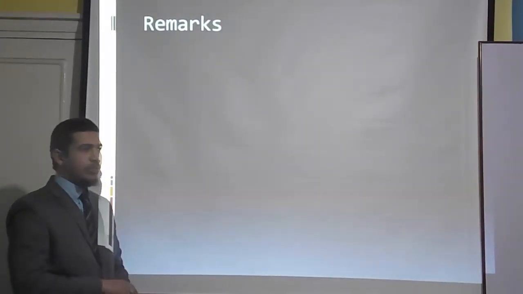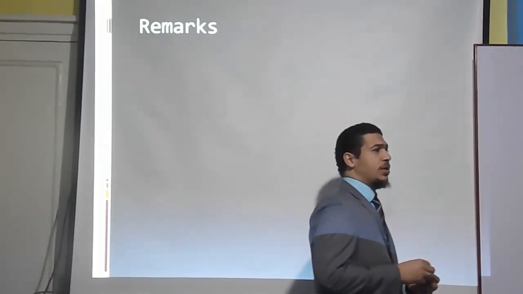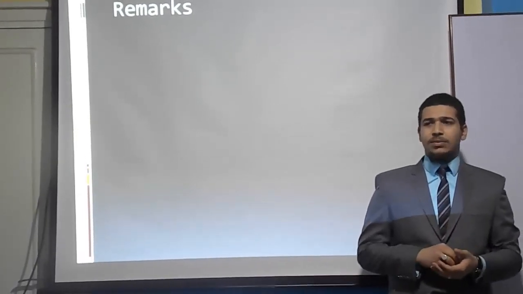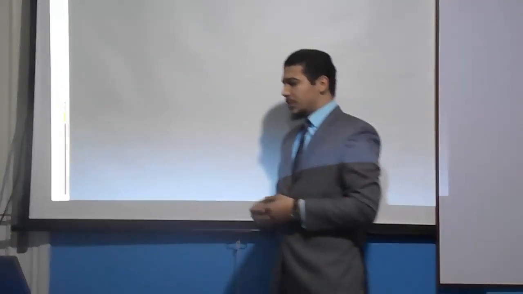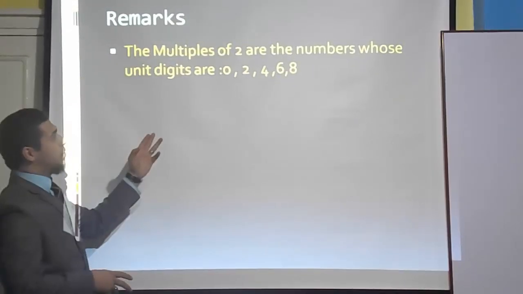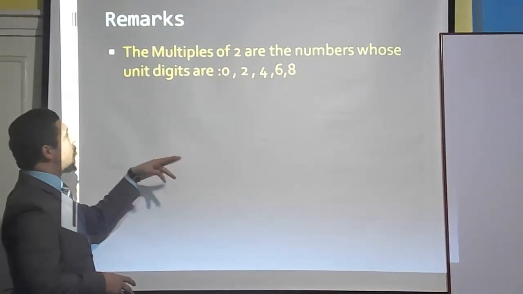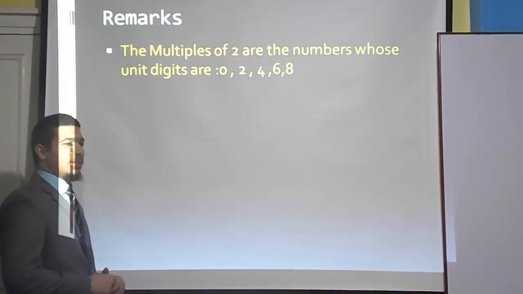And we now get to the section: remarks. There are some notes on multiples. You must realize it and memorize it, because it is important. What is the first remark? First remark: the multiples of 2 are the numbers whose unit digits are 0, 2, 4, 6, 8.